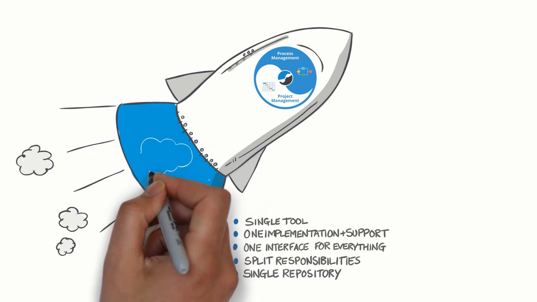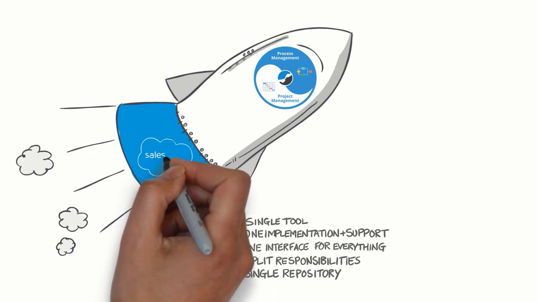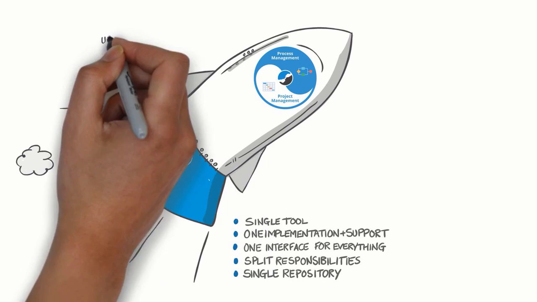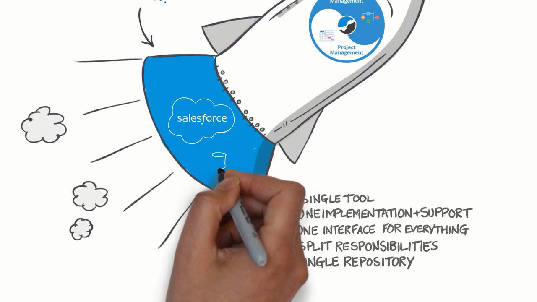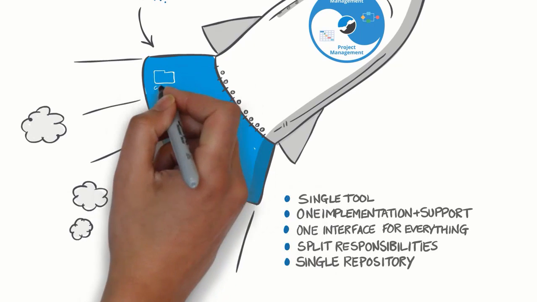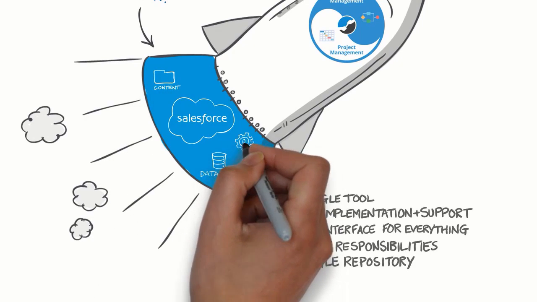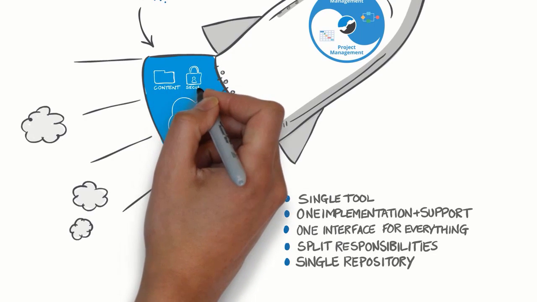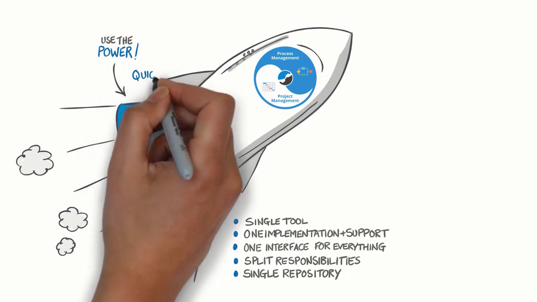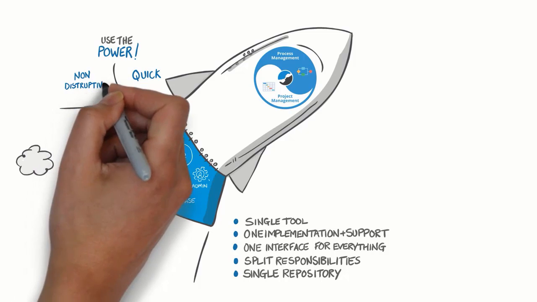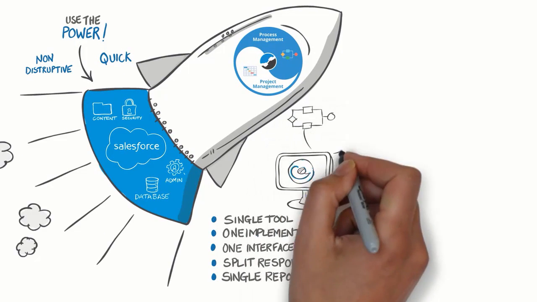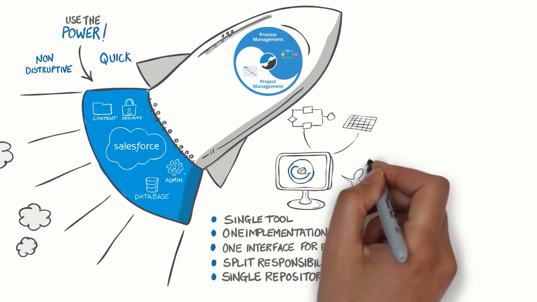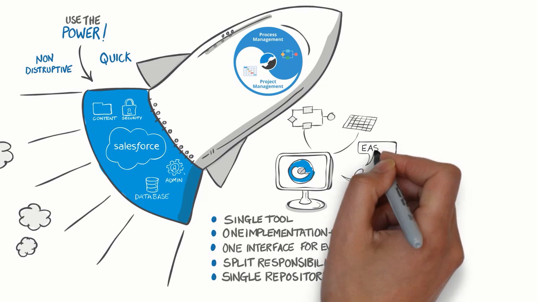One more thing, Work Relay is a 100% native Salesforce application. It therefore makes full use of the power of the Salesforce platform: the database, content management, collaboration, administration, security, permissions. This makes implementation quick and non-disruptive. Will Work Relay work for your organization? If you have Salesforce and you run processes and/or projects, the answer is yes.